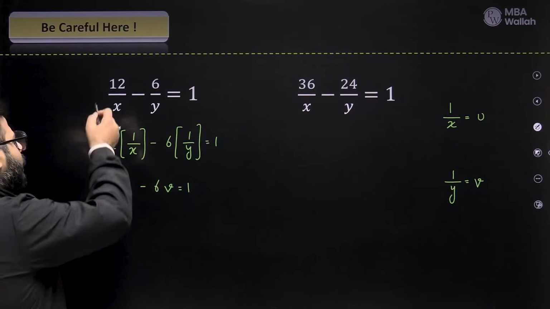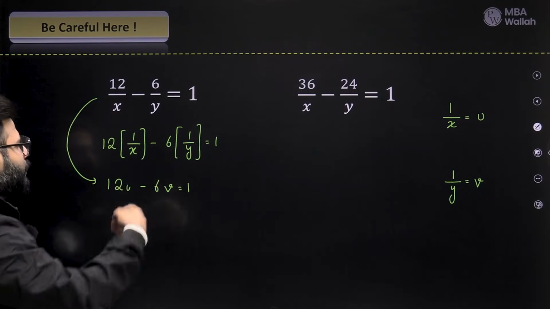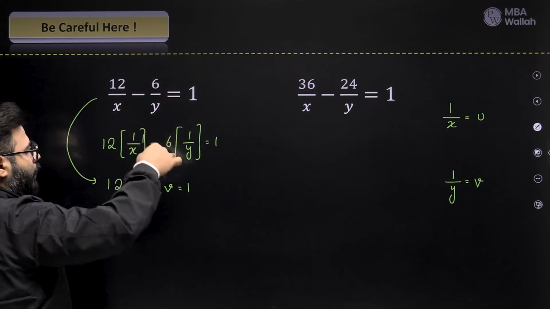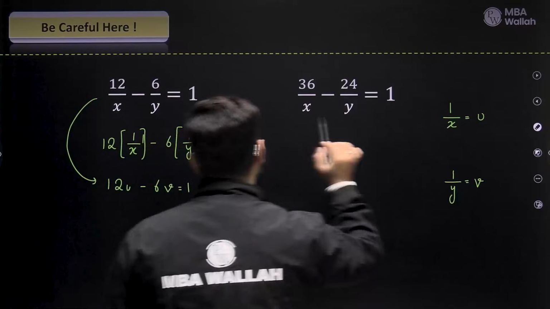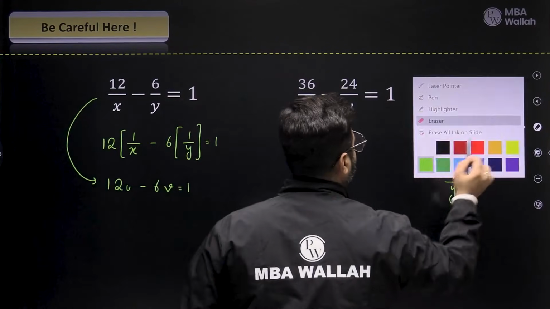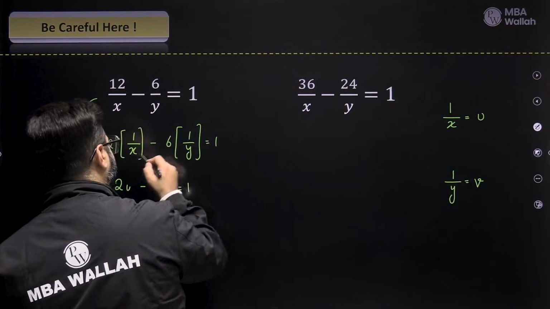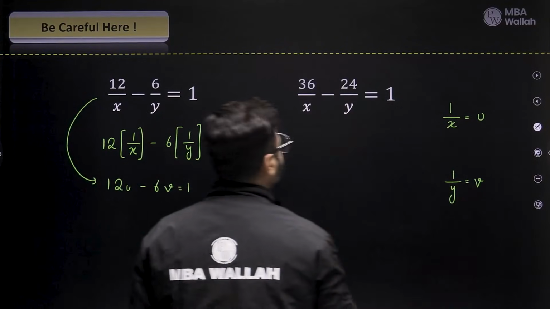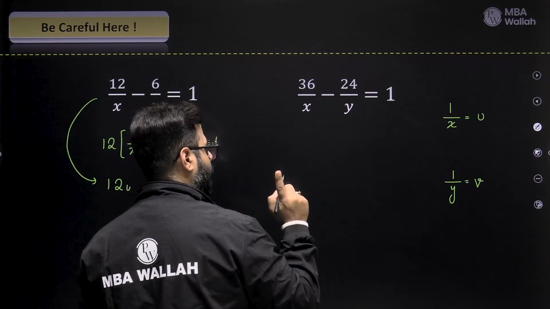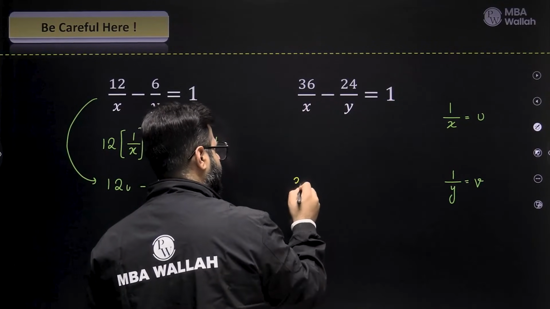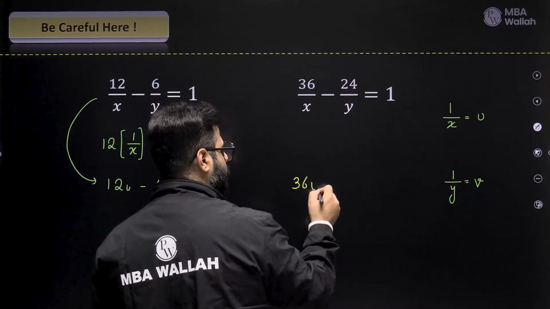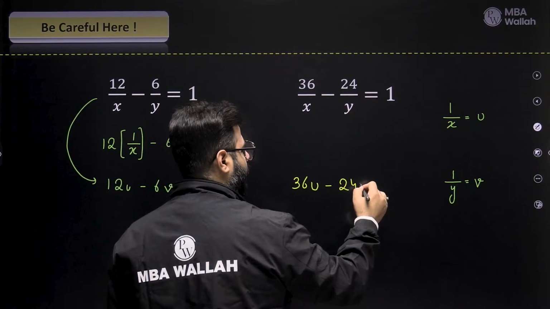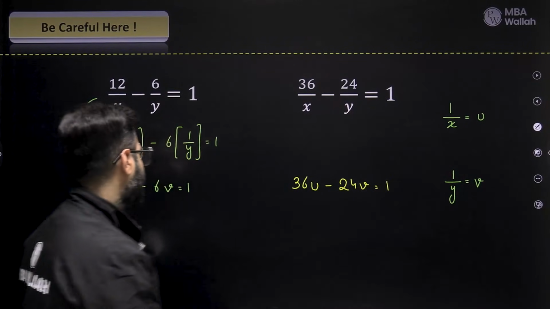And now with time, you can directly jump from here to here without writing this. See what happens. 12, 1 by x becomes u, minus as it is, 6, 1 by y becomes v. Isn't it beautiful? So if you got it, pause and then try to write down this equation directly in the form of u and v without writing this step. See, I'll help. Try. 36 as it is, 1 by x becomes u, minus as it is, 24 as it is, and 1 by y becomes v. We have the two equations sorted.